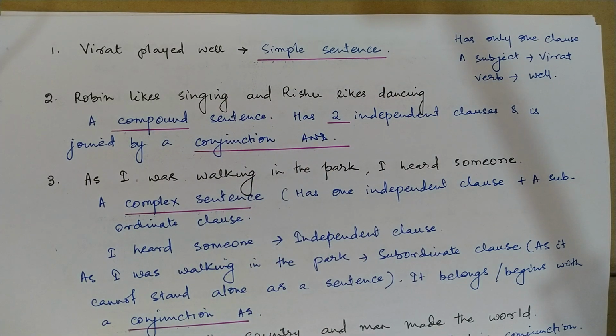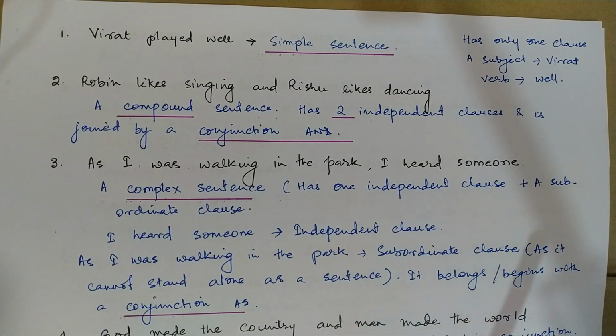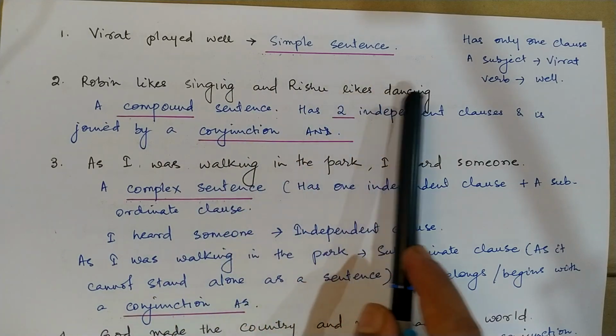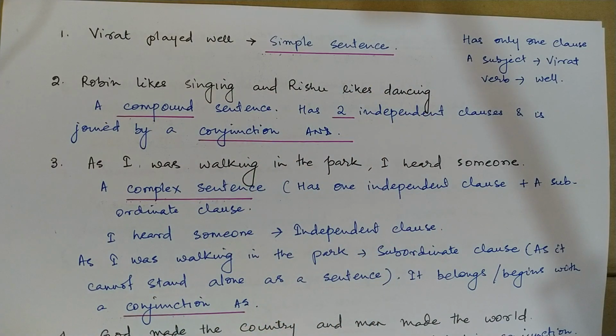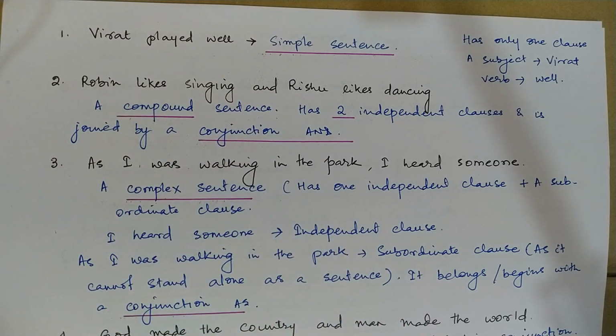Next, number 2. Robin likes singing and Rishu likes dancing. Now this is a compound sentence. Why? Because it has two independent clauses. What are the two independent clauses? Robin likes singing, Rishu likes dancing. And we know that a compound sentence consists of two or more coordinating independent clauses which are joined by a coordinating conjunction. So which is the coordinating conjunction over here? And. So it is a compound sentence.